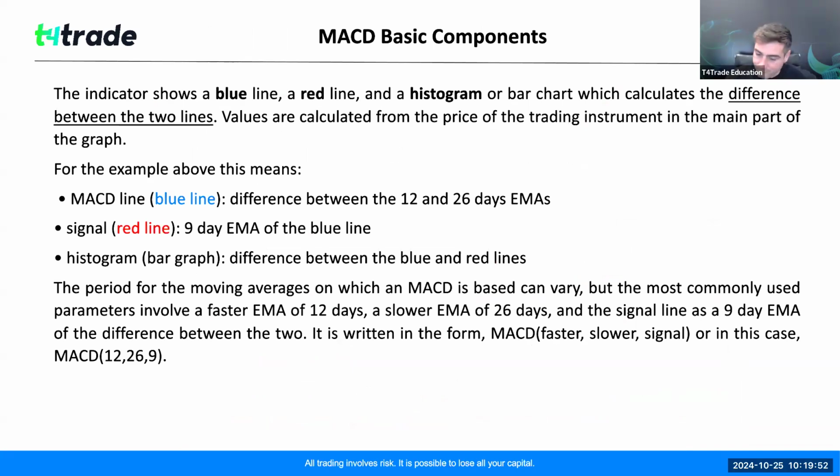So in this slide, we're going to look at the main components or the basic components of the MACD. We discussed this briefly, but let's go into detail. The indicator shows a blue line, a red line, and a histogram bar or a bar chart, which calculates the difference between the two lines. So the difference between the blue line and the red line, the MACD and the signal line, is the creation of the histogram. The further away the MACD line is from the signal line, the larger bars you're going to have, assuming that the MACD is above the signal line. And the opposite case can be said here.